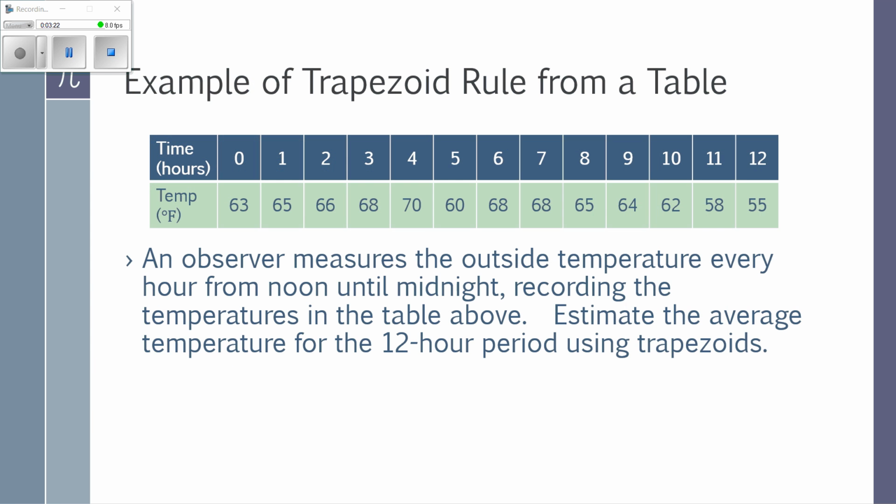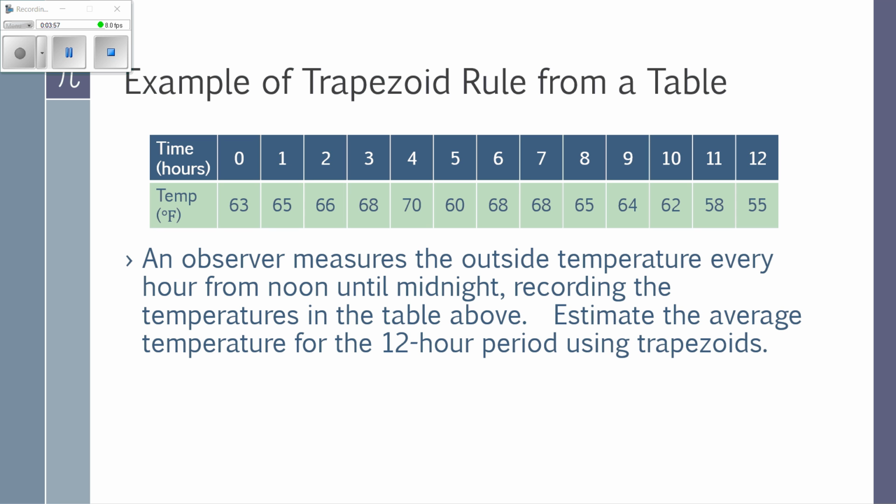I can also be asked to do the trapezoid rule from a table of values. So here I have a table of temperatures. An observer has measured the outside temperature every hour from noon until midnight and recorded them in the table. I want to estimate the average temperature for the 12-hour period using trapezoids. Now, some common mistakes would happen on a problem like this. Most people see, oh, I need the average. Let's add up all those temperatures and divide by how many I have. That would be a mistake on the AP exam, because if you're not doing calculus, you're probably not doing it right.